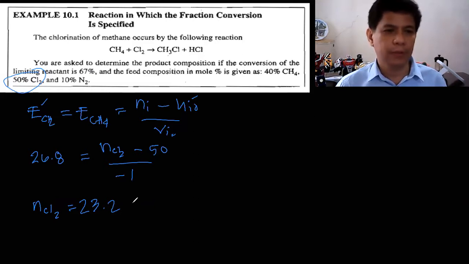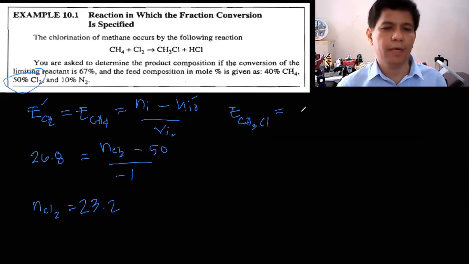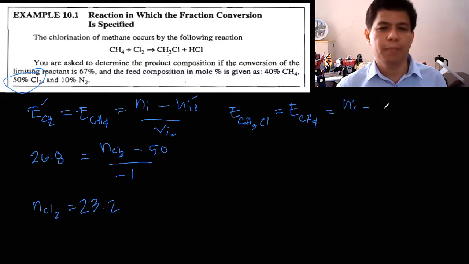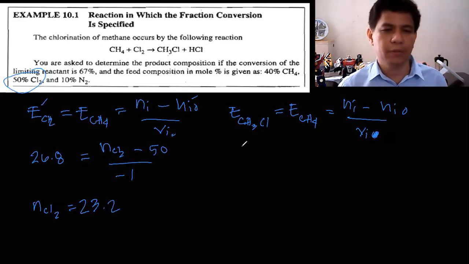Okay. Then let's try to calculate the number of moles of CH3Cl. The same technique. The extent of reaction for CH3Cl is the same as that of CH4. The definition, our formula for the extent of the reaction, is (n_i minus n_i0) divided by ν_i. That's still the equation for the extent of the reaction. So the extent of the reaction for CH3Cl is still 26.8.